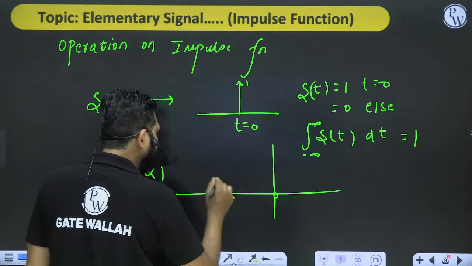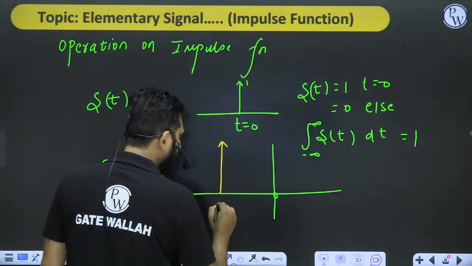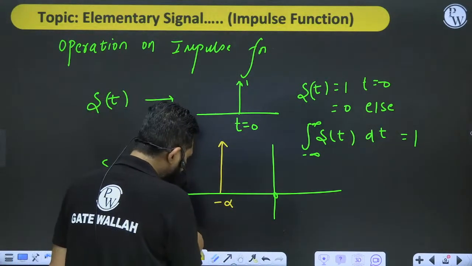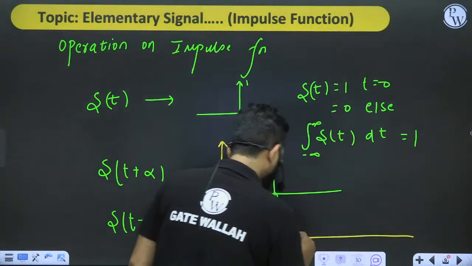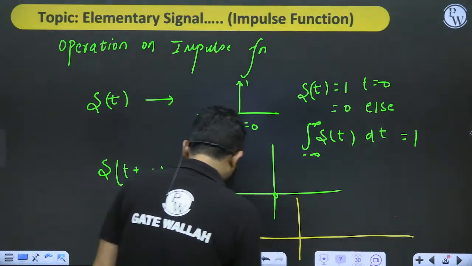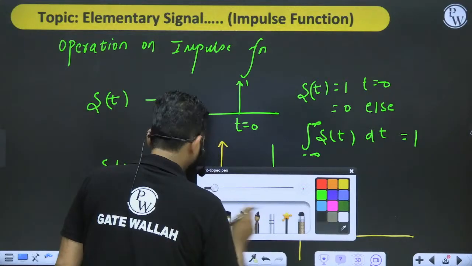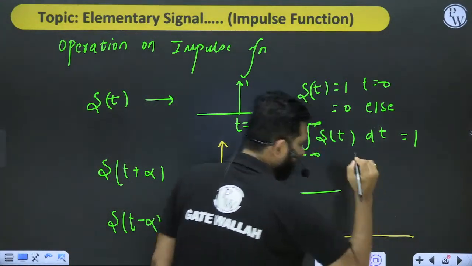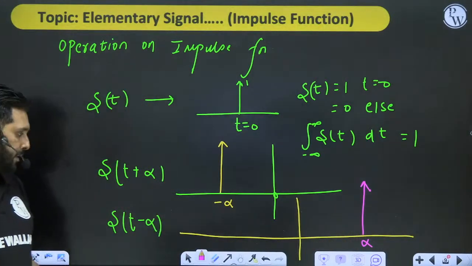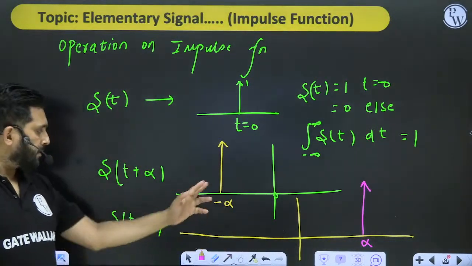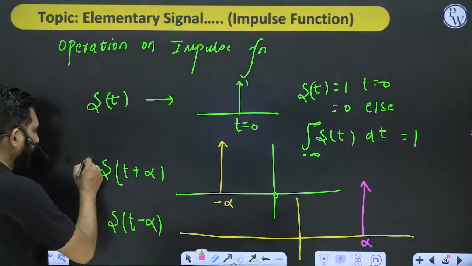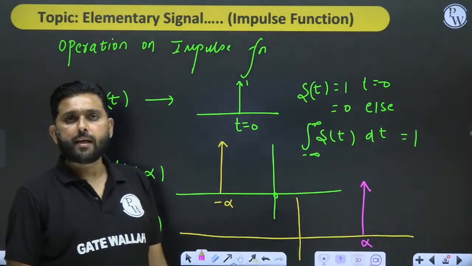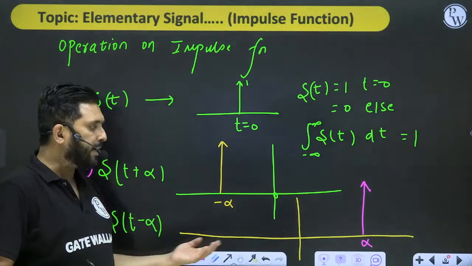which exists at minus alpha, and this function, let's say, exists at alpha. So this is the right shifted version of the impulse function, and this is the left shifted version of the impulse function. Let me call it a and this b. Easily we can plot delta t plus alpha and delta t minus alpha.